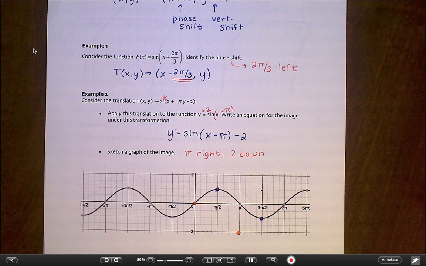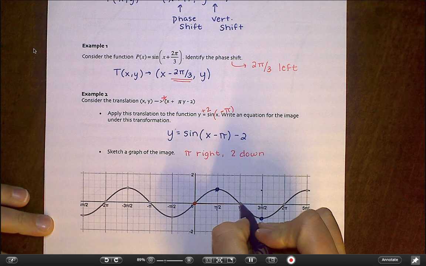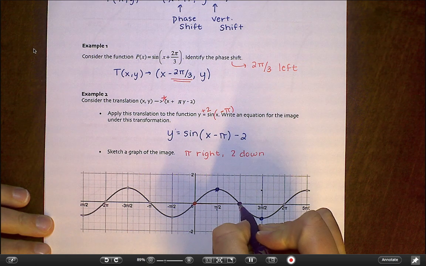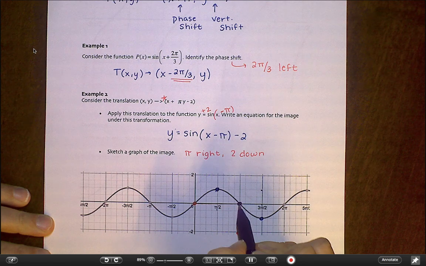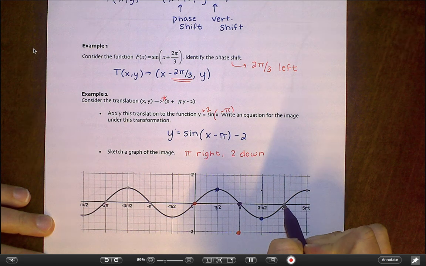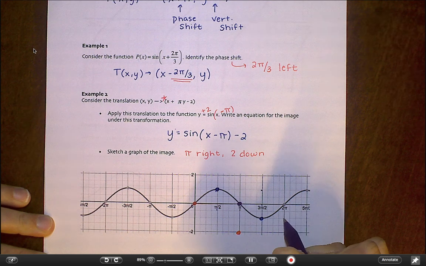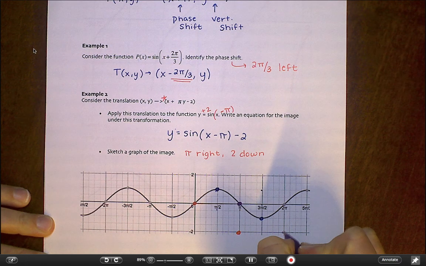Okay, I'm going to run out of colors here, but I'm going to try to keep up as long as I can. What other colors can I come up with? We'll do a purple and hopefully that'll look different from a blue. Okay, so now my pi is going to shift to the right by pi. So that's now going to be at 2 pi, and it's going to shift down 2 units. So 1, 2, and it's going to be here.